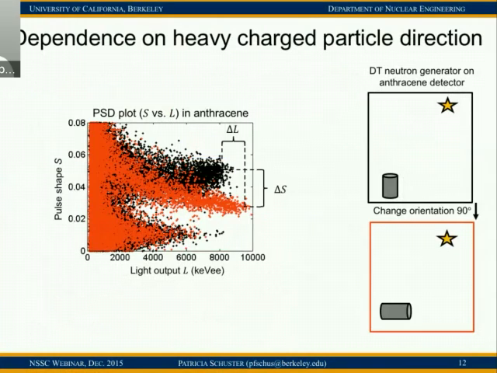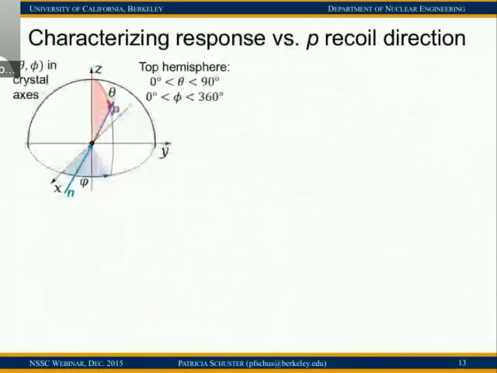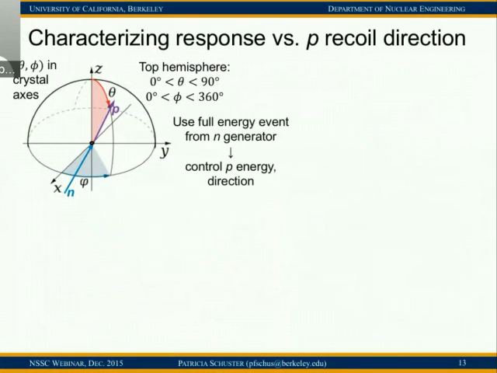So I built a system to characterize this. What I need to do is measure proton recoils at a given energy in a controlled direction in a hemisphere worth of directions, because traveling in the forward and backward direction is the same within a crystal, so I only need to characterize one hemisphere. To do this, I use only the full energy events from the neutron generator.